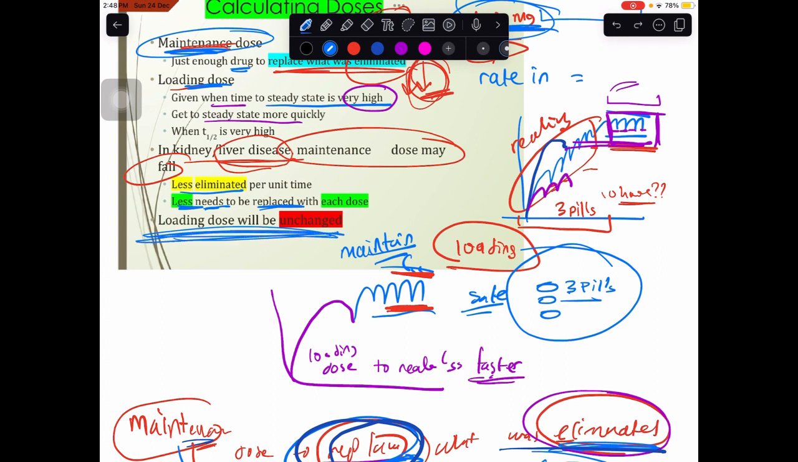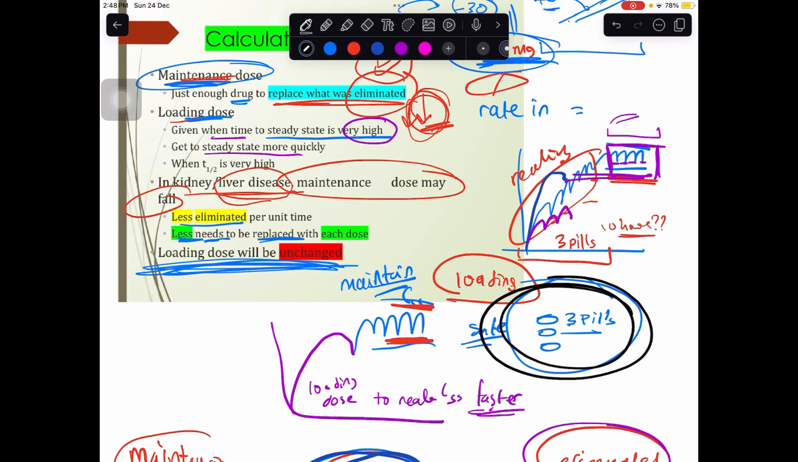But it says the loading dose is unchanged. The loading dose won't change. Why? Because the loading dose depends on the drug itself. It has nothing related to elimination, like the maintenance, which is related to the elimination and the kidneys and stuff like that. The loading dose is related to the drug, just how much. And we mentioned the loading dose is determined when the time to reach the steady state is very high, and this is determined by the drug itself.